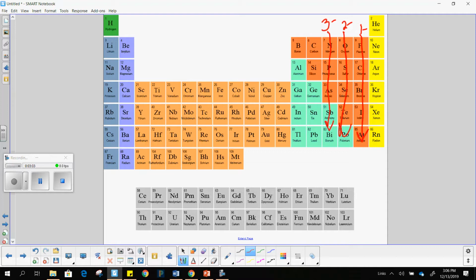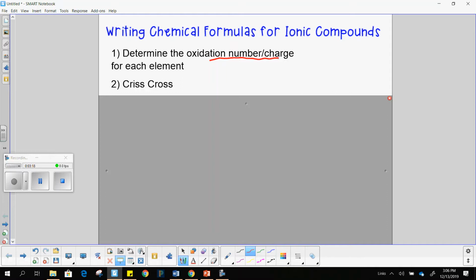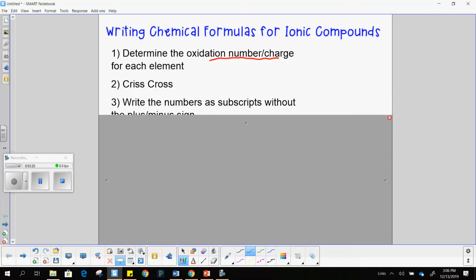So that was a super quick rundown of what we had learned already with regards to valence electrons and charge. Those charges are the numbers we are talking about when we look at which oxidation number and charge we're going to use for those elements. After we determine those charges, we're going to crisscross them, basically switching them, and write them as subscripts at the bottom. We don't want to include plus signs and minus signs when we finish. You should never see plus signs and minus signs in a complete chemical formula.